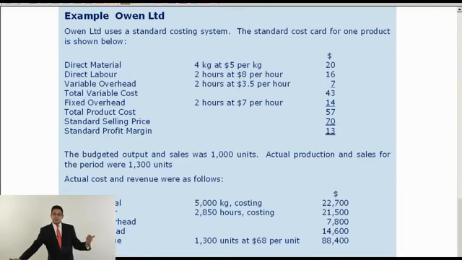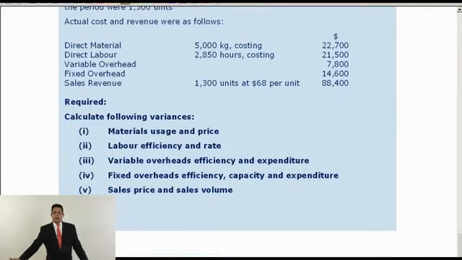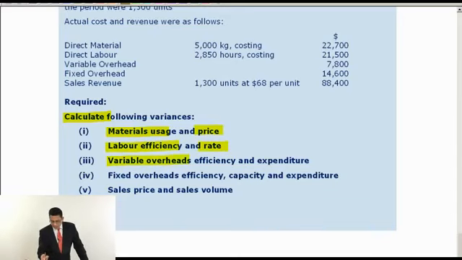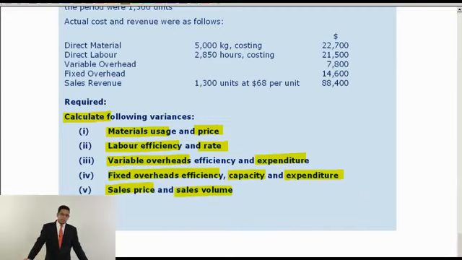Okay, so here is an example. In Owen Limited, the requirements, which you used to see in paper F2, are to calculate the following variances. For example, material usage and price, labor efficiency and rate, variable overhead efficiency and expenditure, fixed overhead efficiency, capacity and expenditure, and sales price and sales volume. So there are a number of variances we are calculating.